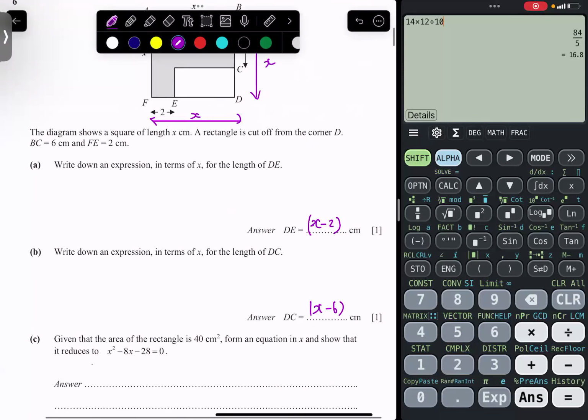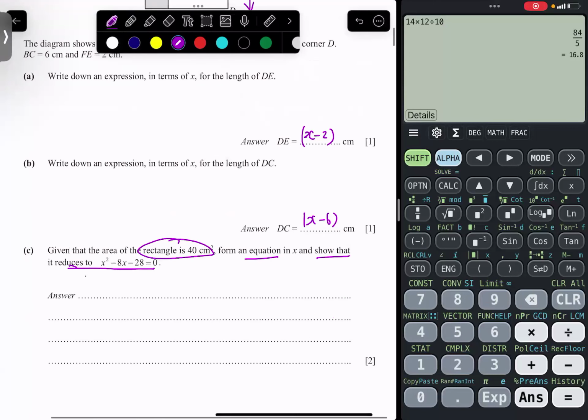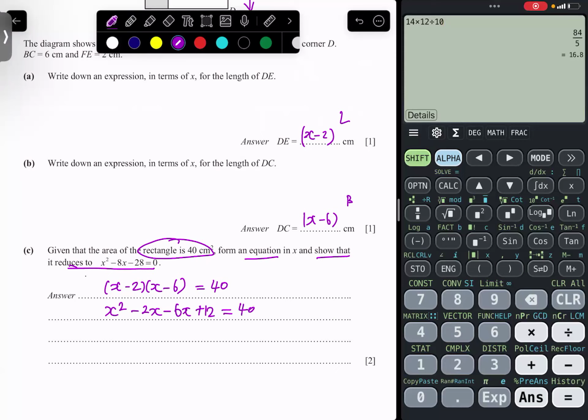Given that the area of the rectangle is this, form an equation and show that it reduces to this. Area, right? So length and breadth. This is the length. This is the breadth. Then it must be x minus 2 multiplied by x minus 6 equals 40. Okay. Expand it out. X squared minus 2x minus 6x plus 12 equals 40. Bring the 40 over. X squared minus 8x minus 28 equals 0. Okay, show.